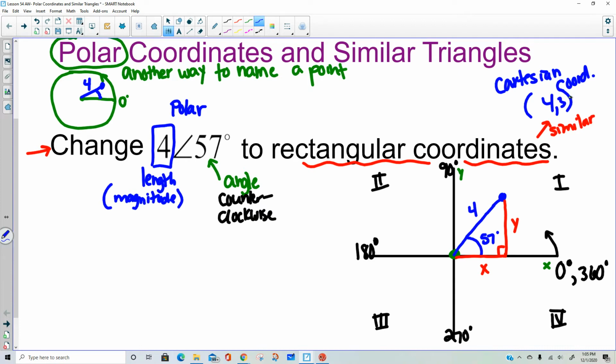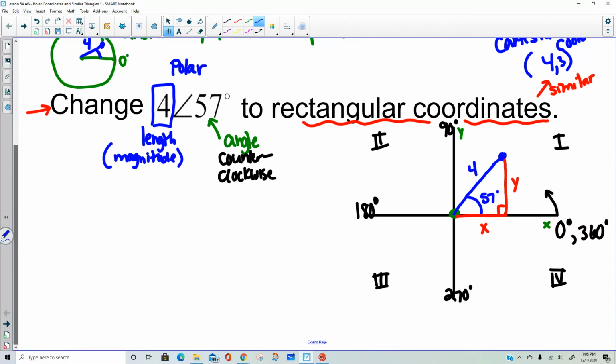That's this. So we're going to do something similar, but it's called rectangular coordinates. But before we do that, we have to go find the length of X and Y. And we can do that, right? Because we have a right triangle, we have an angle and a side. And we know that if we have one angle and one side in a right triangle, we can use trig.